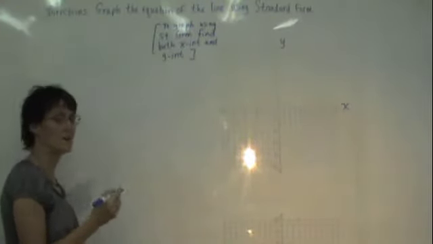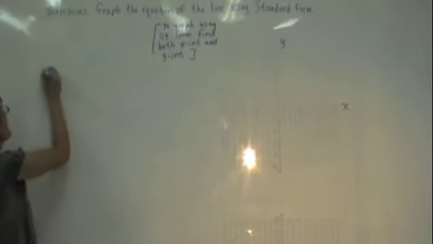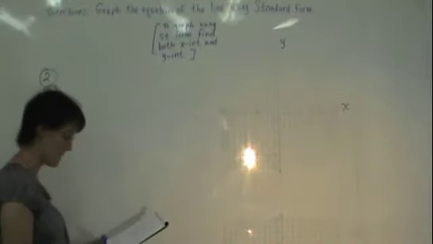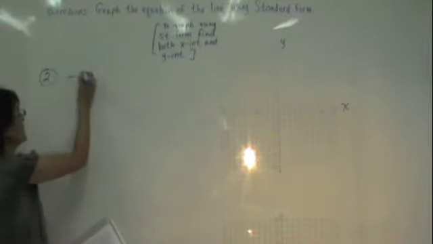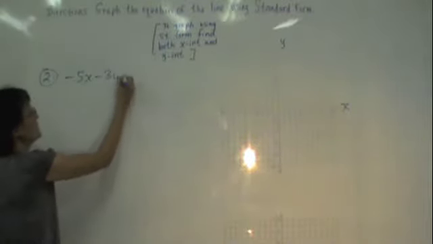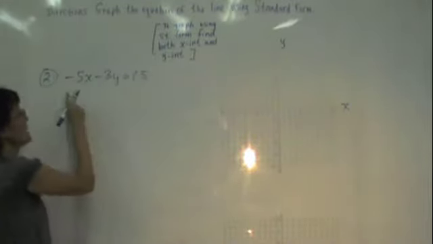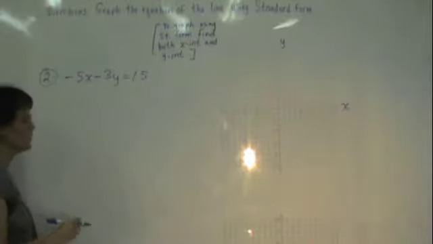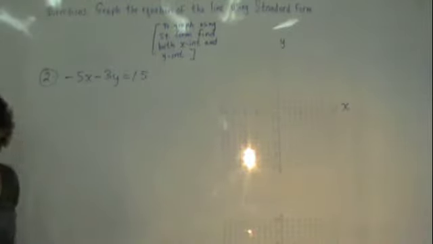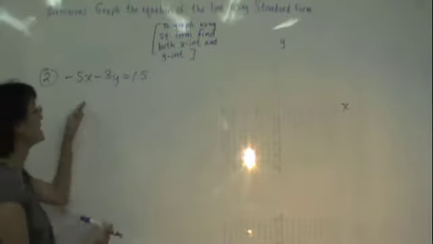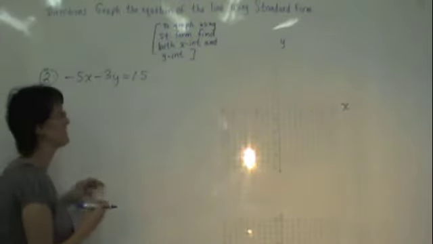Let's look at another example, number 2. Now we're going to do this the shortcut way, so this won't take very long at all. Negative 5x minus 3y is equal to 15. Same set of directions: we want to find the x and y intercept, and then we're going to graph it.